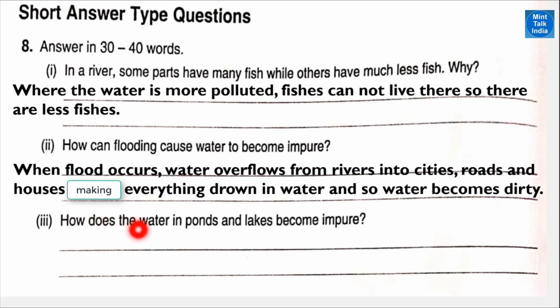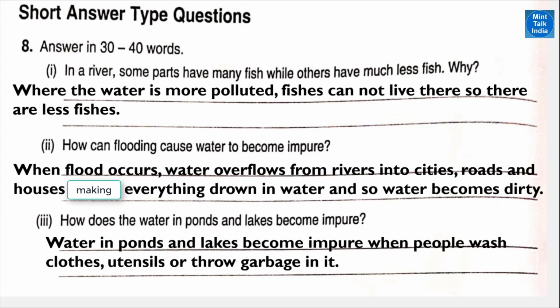Number 3, how does the water in ponds and lakes become impure? Water in ponds and lakes becomes impure when people wash clothes, utensils or throw garbage in it.